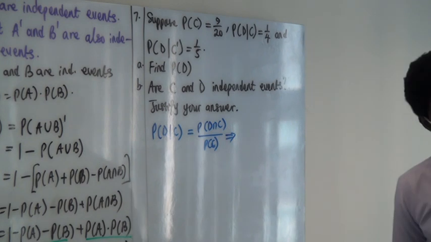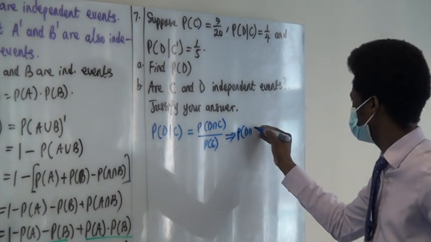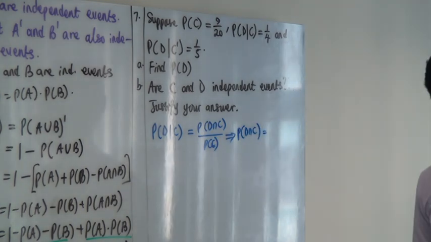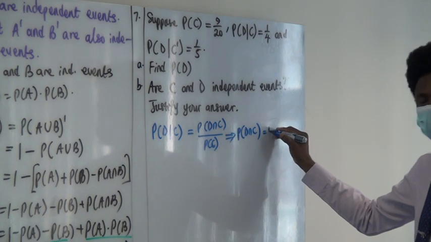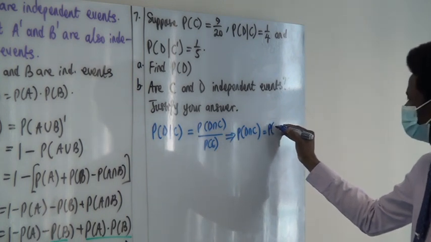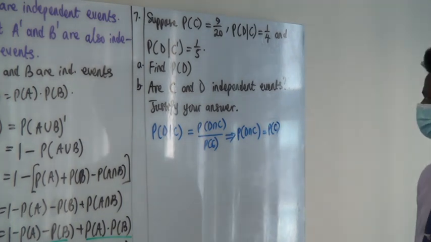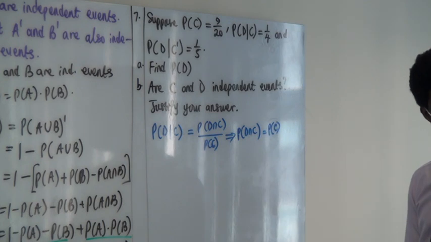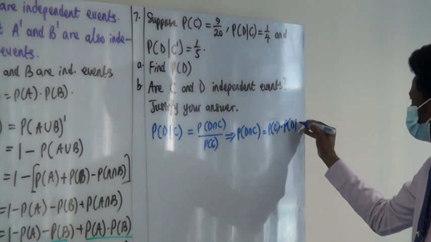Say that again. We want to find probability of D intersection C from here. And that will be what? Probability of C over 4? Wait. Anybody else? Times probability of D given C.